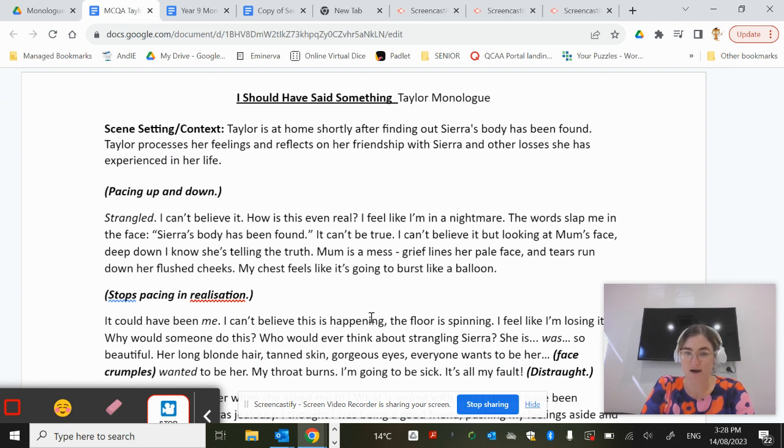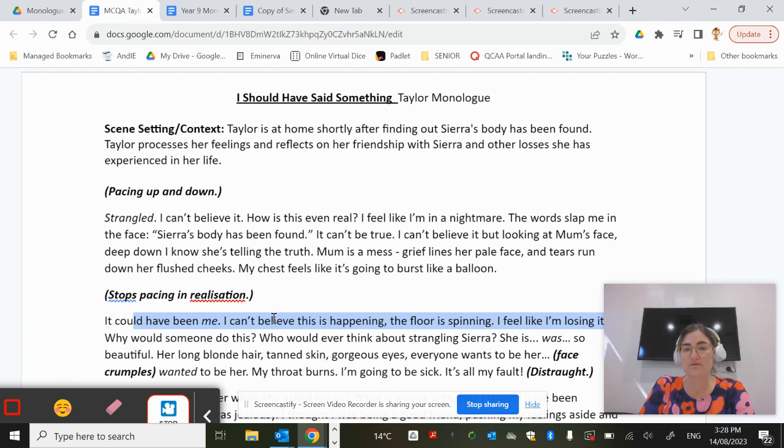Strangled, I can't believe it. How is this even real? I feel like I'm in a nightmare. The words slap me in the face. Sierra's body has been found. It can't be true. I can't believe it, but looking at Mum's face, deep down I know she's telling the truth. Mum is a mess. Grief lines her pale face and tears run down her flushed cheeks. My chest feels like it's going to burst like a balloon. It could have been me.